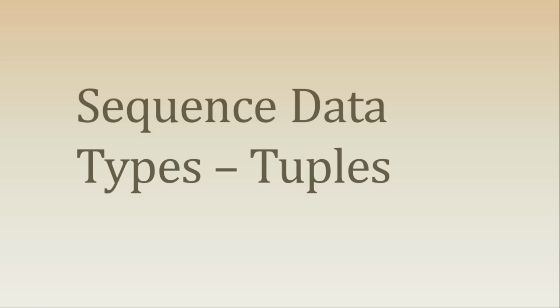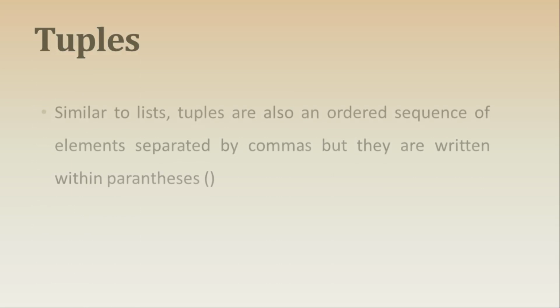This is the 7th video in the series Python programming. In the previous video, we discussed the first sequence data type, that is list. Now we are moving on to the next sequence data type, that is tuples. Let us see the major difference between the list and tuples.